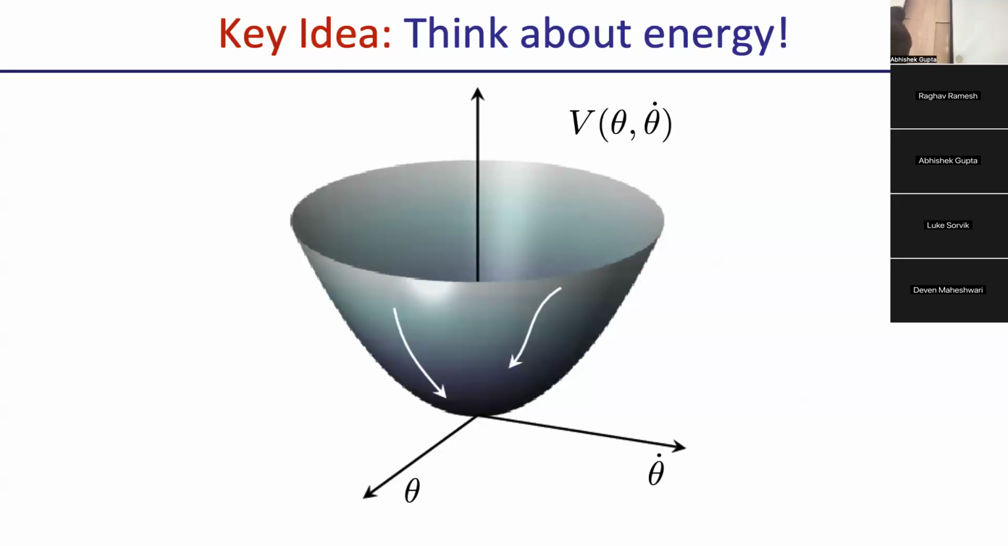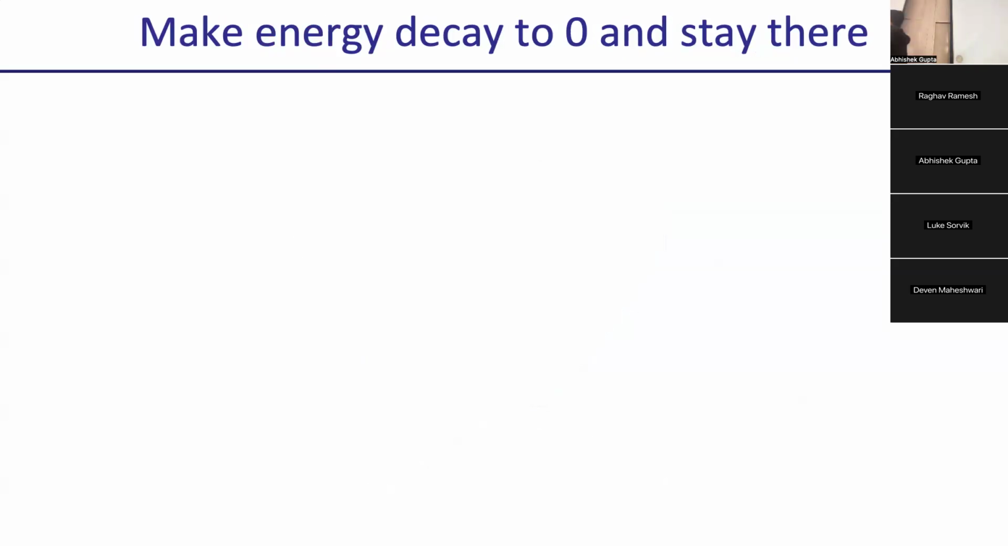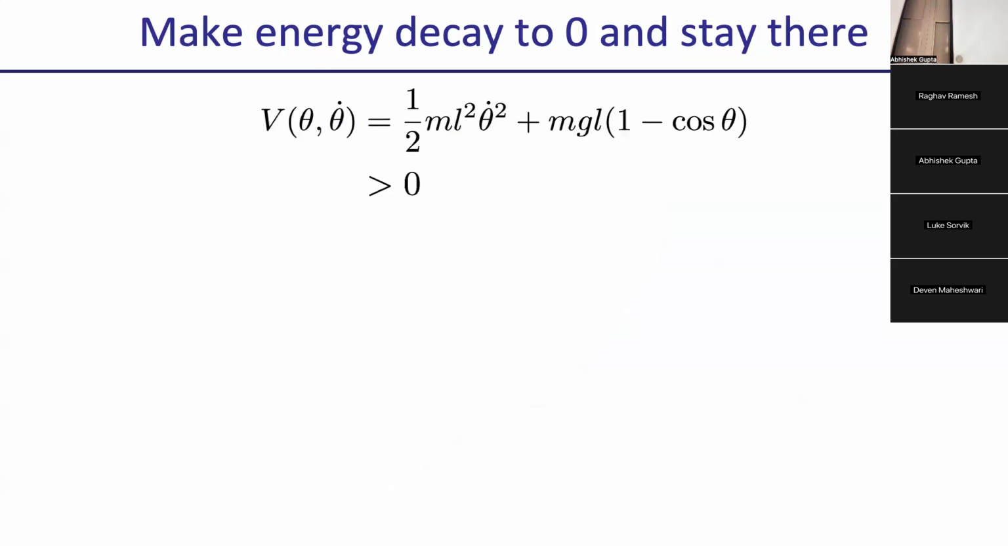The key idea of Lyapunov theory is to design something that looks like an energy, and show that energy is decreasing but always positive. If something is decreasing but always positive, or always non-negative, it has to go to zero. So the idea here is to literally look at the energy. The energy here is the sum of the kinetic energy and the potential energy.